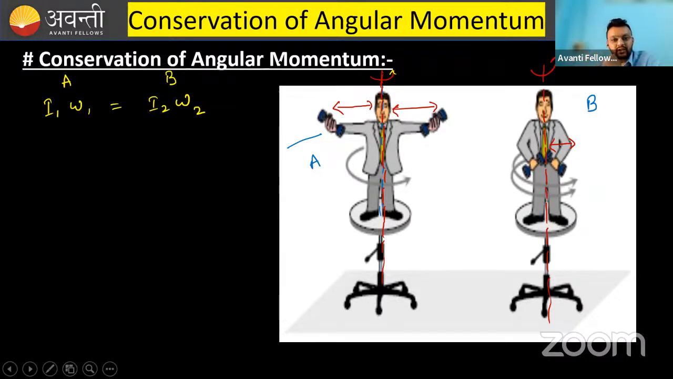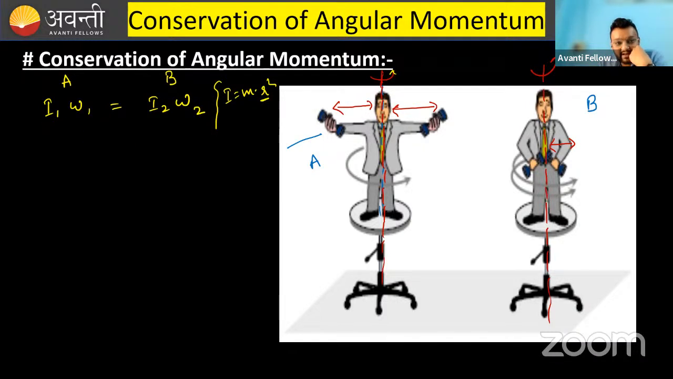Moment of inertia is what? I is equal to m into r square. This is the moment of inertia. So if the distance is more, then the moment of inertia will also be more. So person A is having more moment of inertia. Exactly, A. Very good, Yasmin. Person A is having more moment of inertia as compared to B.